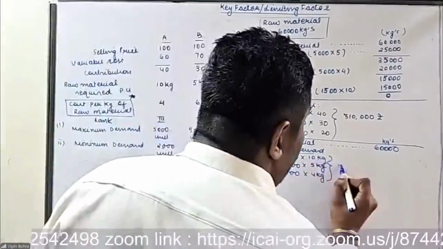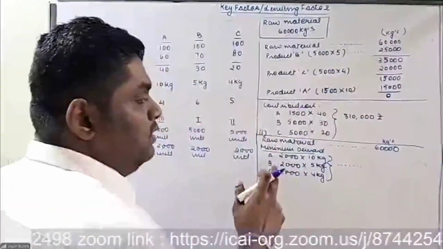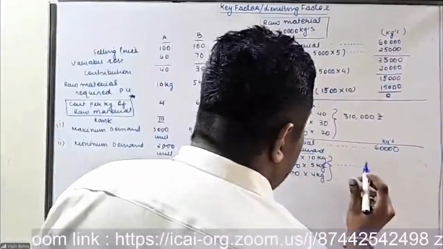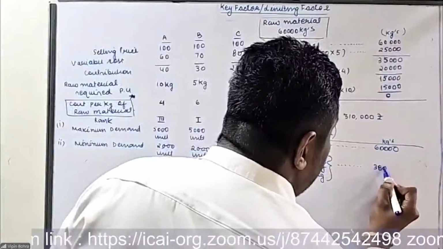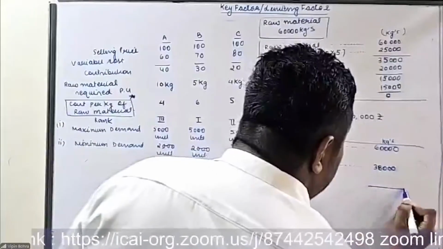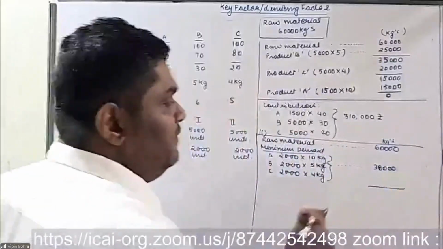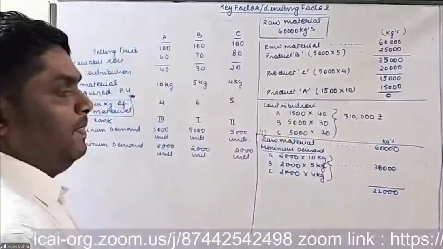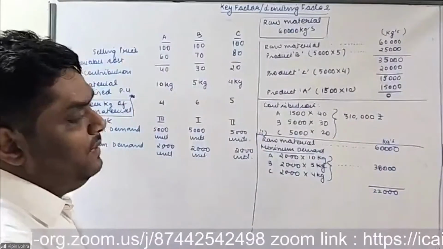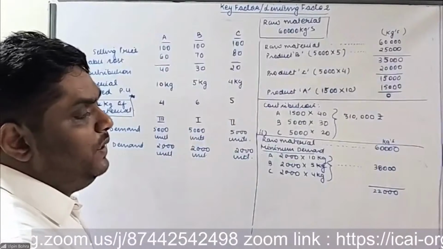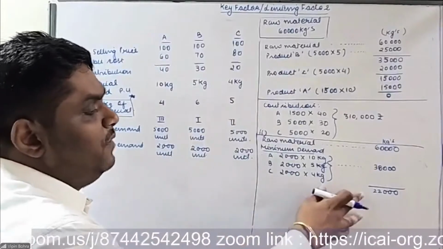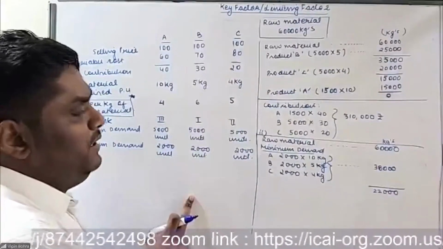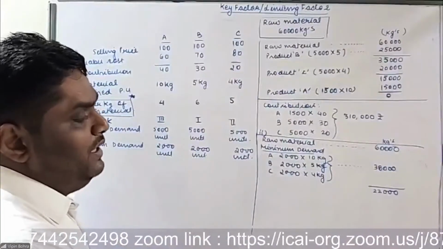So to fulfill the minimum demand, total 38,000 kgs will be used. That is 20,000 plus 10,000 plus 8,000. So after fulfilling the minimum demand, we are still left with 22,000 kgs. From this 22,000 kgs, we will first manufacture product A. That is the balance quantity of product A.